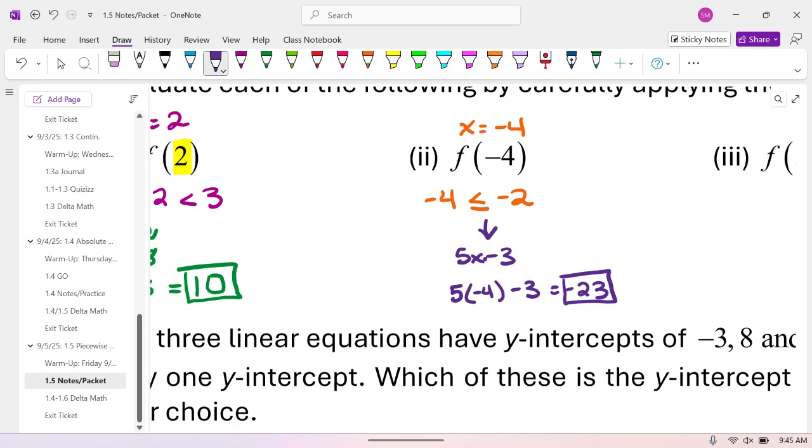Is this making sense to you guys? It's fairly straightforward. The main issue I see, again, is just you guys forget to plug it into the domain to tell you which function it is. You just think you have to plug it into all three. All right, yes, ma'am.